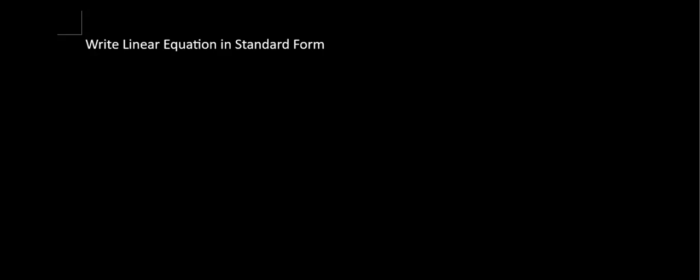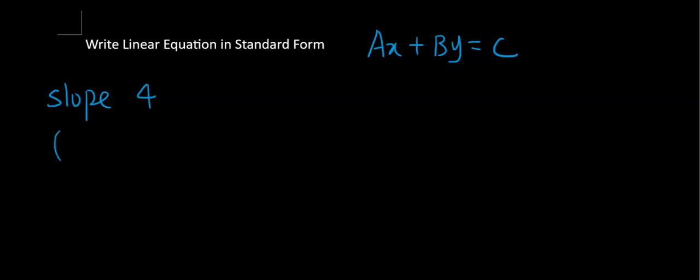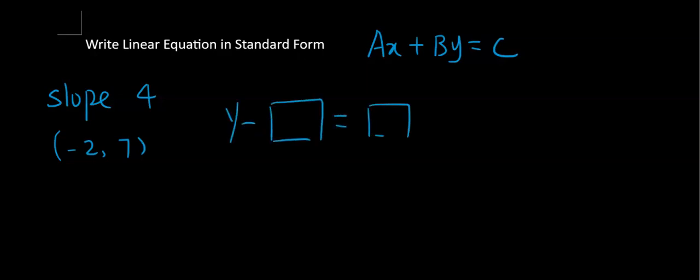Welcome back. We're going to write a linear equation in standard form. So when we finish, we should have a form that looks like this. Now, we're given a slope that is 4, and we get a point (-2, 7). So step 1, we're going to write it in point-slope form. Then we're going to convert it into standard form.